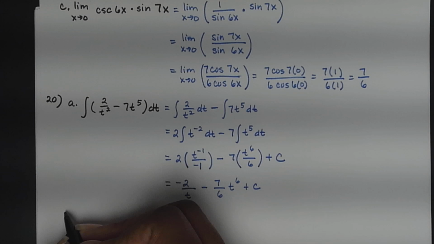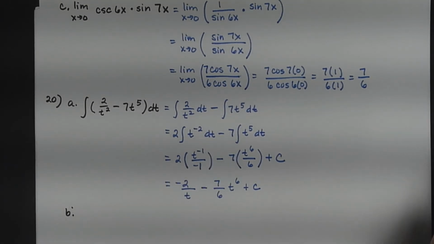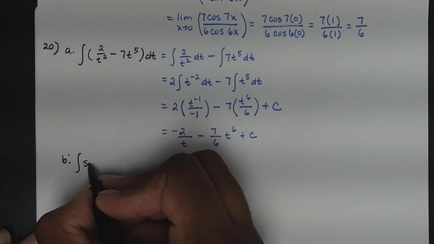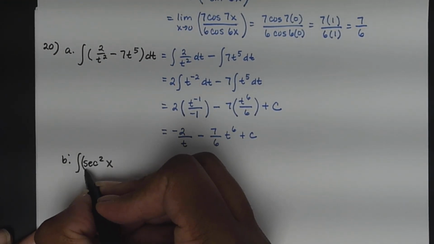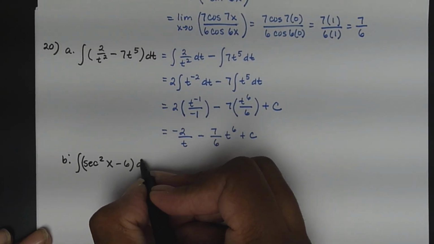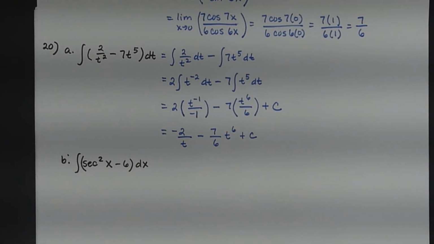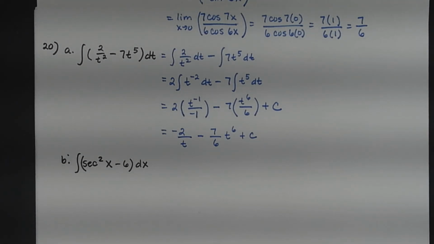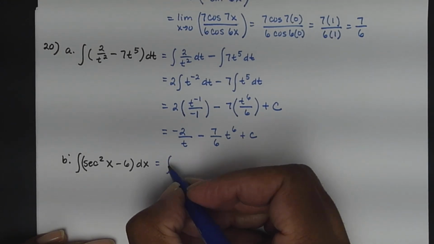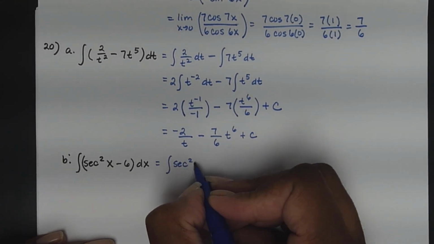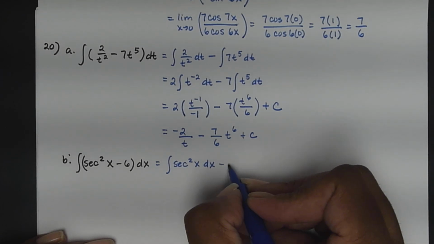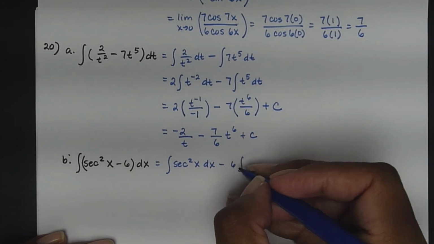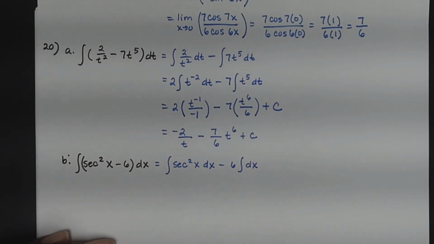All right, now part B looks like this. Let's say we have the integral of secant squared of x minus 6 dx. Break this integral apart, you'll have the integral of secant squared of x dx minus 6 times the integral, and also I'm using the constant multiple rule where I can pull the 6 out in front of the integral sign, dx.